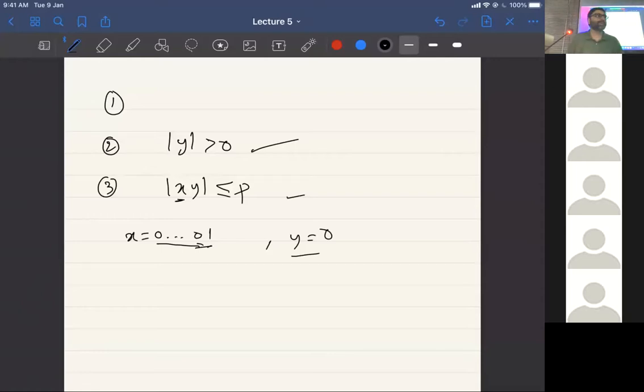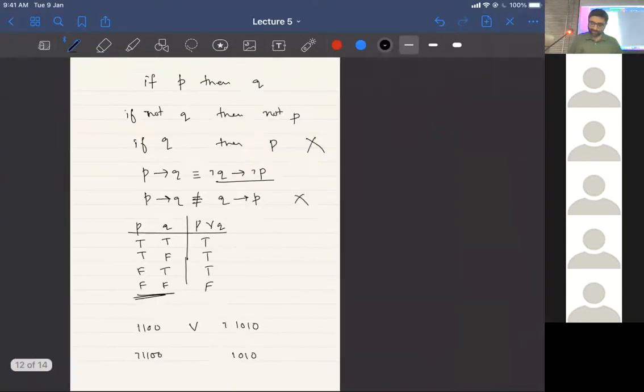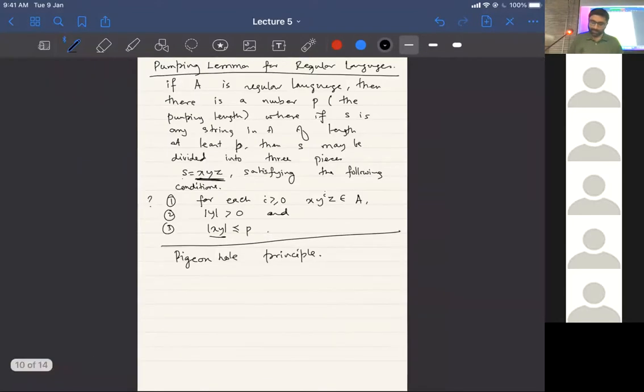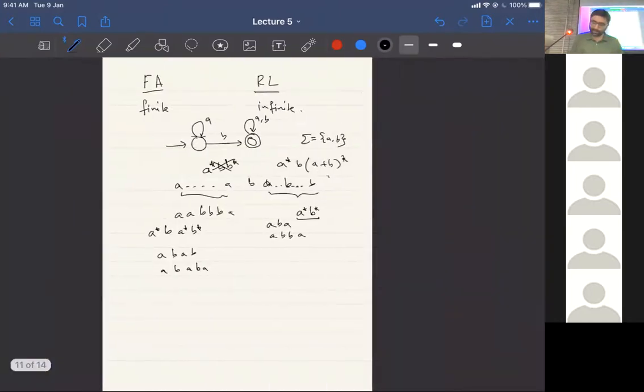So let's come back to the first condition. Let's see what it says formally. For each i greater than or equal to zero, this must be a string in the language. So let's go back.